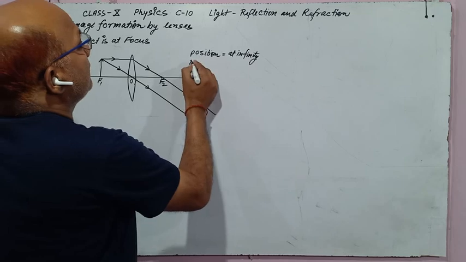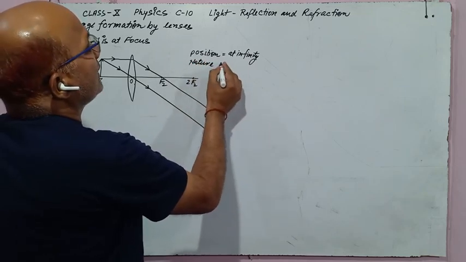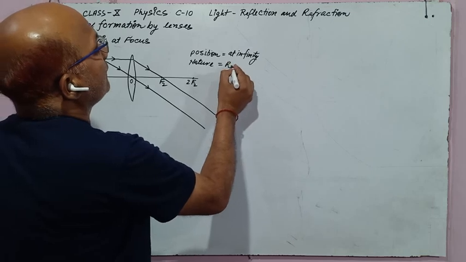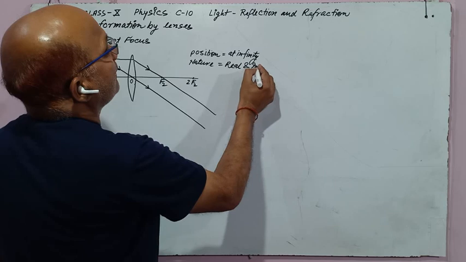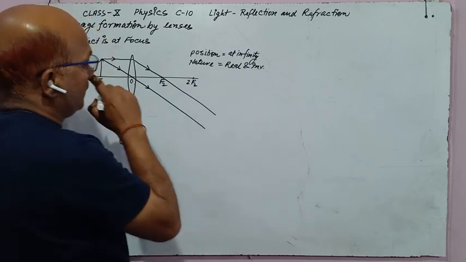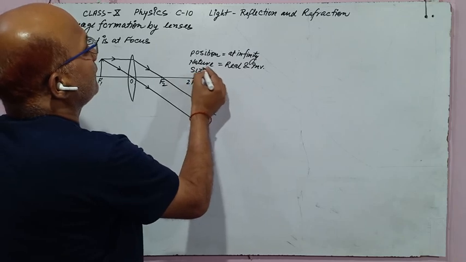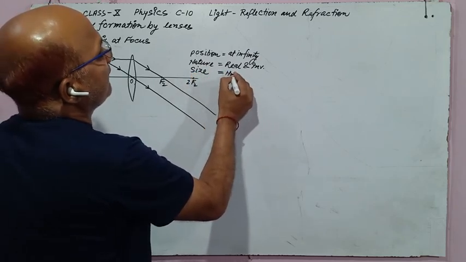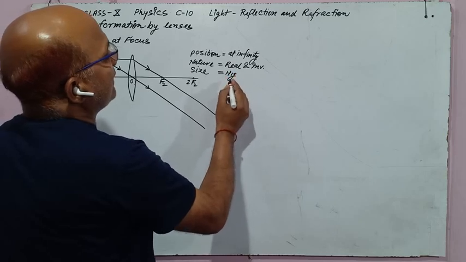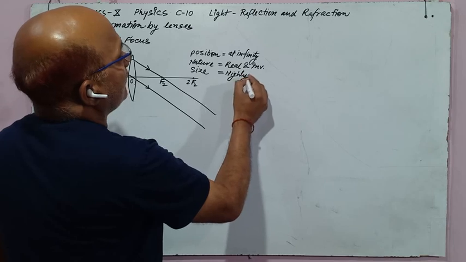What is the nature of image? Nature of image is real and inverted. What about the size? Size of image is highly magnified because it will be at infinity. So highly magnified.